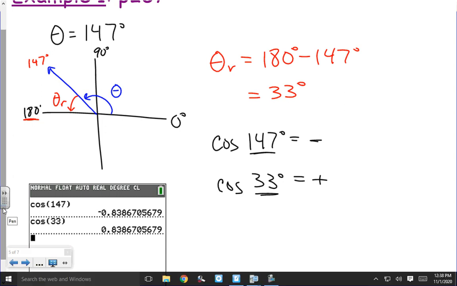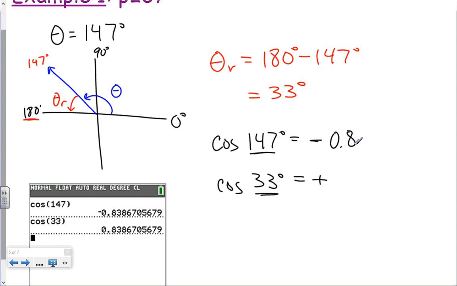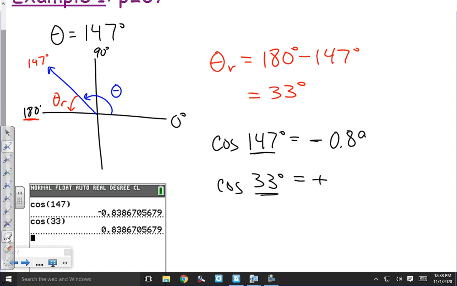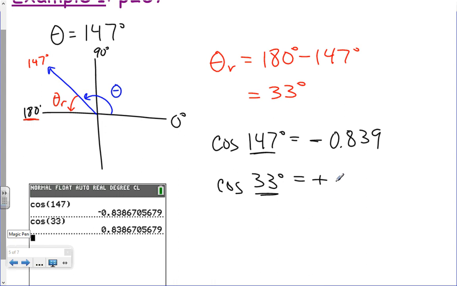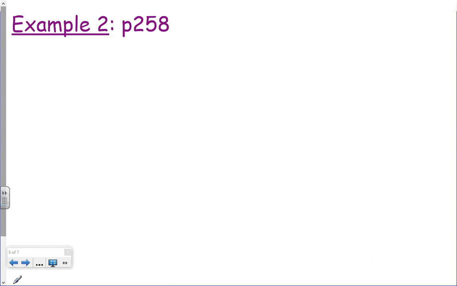So the cosine of 147 was a negative 0.839 if we round that, and a positive 0.839 for the cosine of 33 degrees. So if we're looking for a relationship between an angle and its reference angle, we're dealing with the cosine. Turns out that they end up with the opposite sign, or I guess it depends on what quadrant we're working in as to whether or not it will be the opposite sign from the reference angle. All right, take a look at example 2.